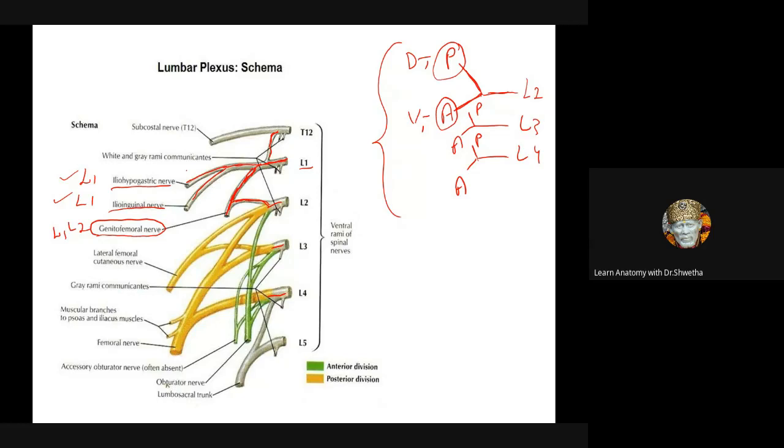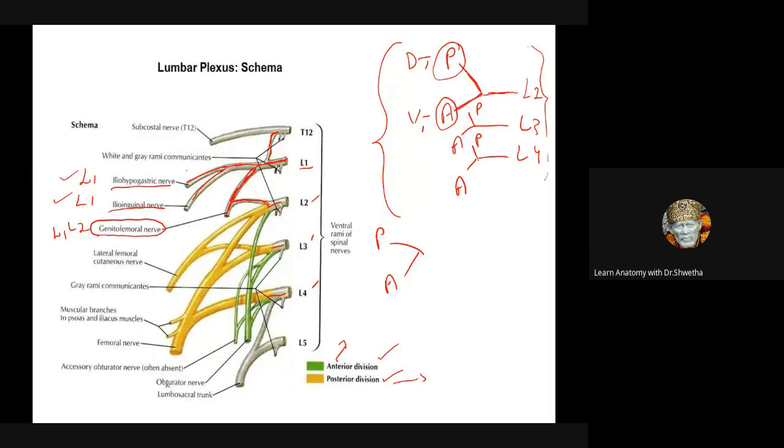Okay. Now having discussed this, we will see how L2, L3 and L4 are dividing into anterior and posterior branches. Now, what is in yellow is the posterior division. What is in green is the anterior division. What does the anterior division supply, students? Which component of the lower limb? Very good. What does the posterior division supply? Which component? Posterior compartment. Okay.